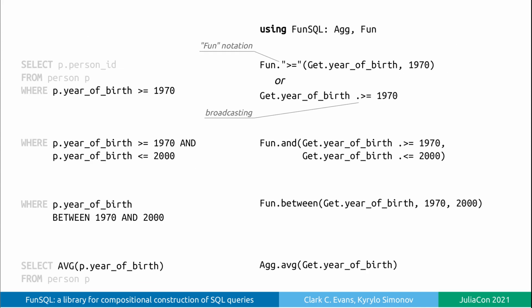To build query objects, you also need to generate SQL functions and operators. In FunSQL, functions and operators are created as attributes of the object fun. Certain SQL functions, in particular comparison operators, can also be created using the standard Julia broadcasting syntax. Aggregate functions, such as count and average, have their own namespace object, agg.